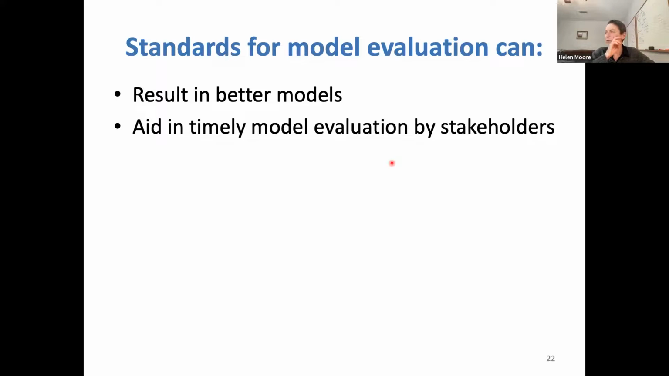And in particular, when we say stakeholders and timely model evaluation, we're thinking of FDA. FDA gets these submissions and they have 30 days to turn around. They have all the data package. It's enormous. They get all the modeling, models, code, and results, lots of figures. And so if we have a standard set for evaluating models, that would be helpful because then they can just look at the results.